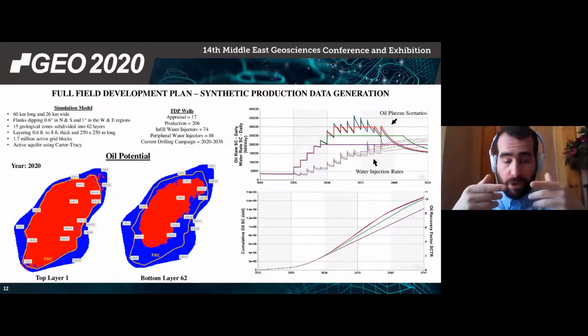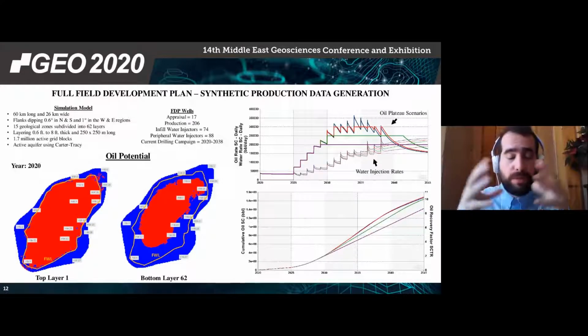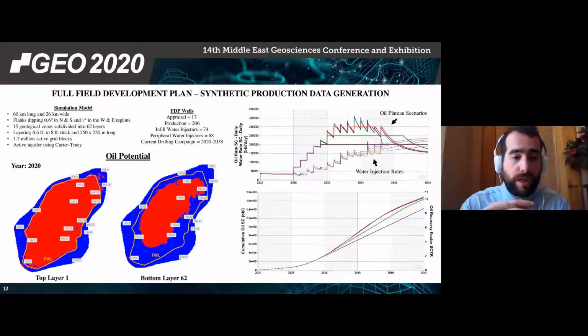And what I'm about to show you now is the virtual drilling campaign that we've gone about, looking into the economics of the region. We're assuming this is an onshore field development. And we're going to produce 206 producer wells, 84 infill water injectors, and 88 peripheral water injectors over the span of 18 years. And we're going to go into that now.